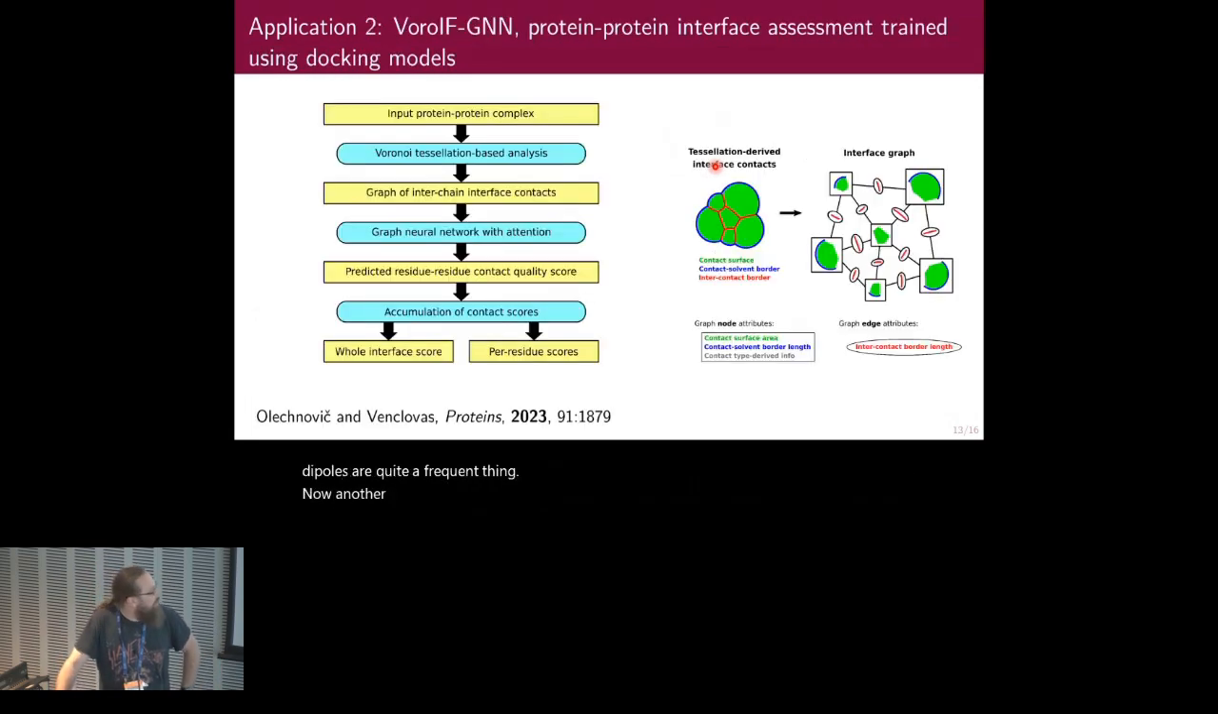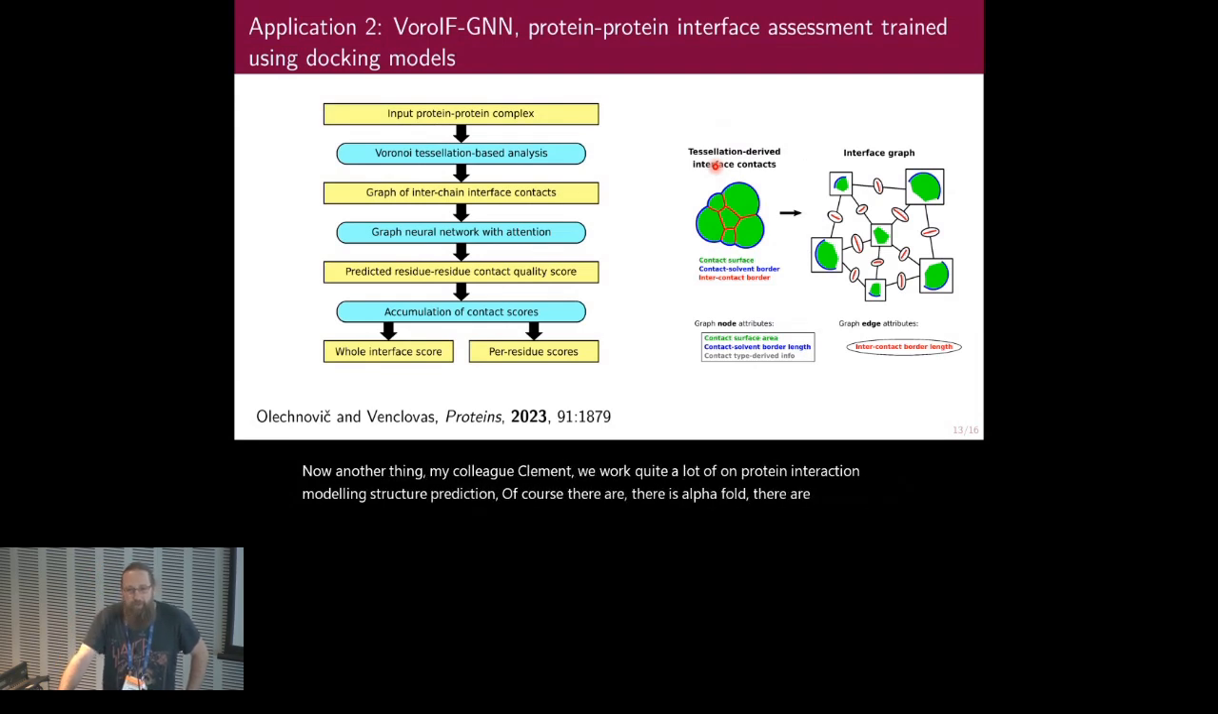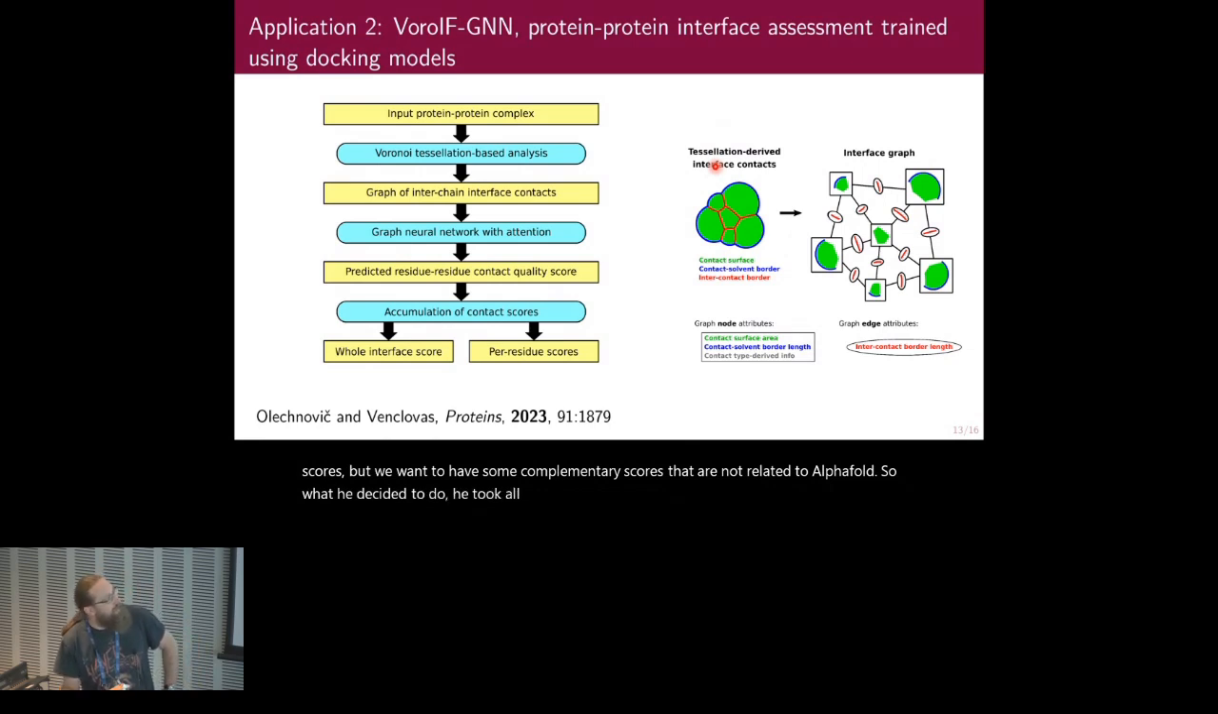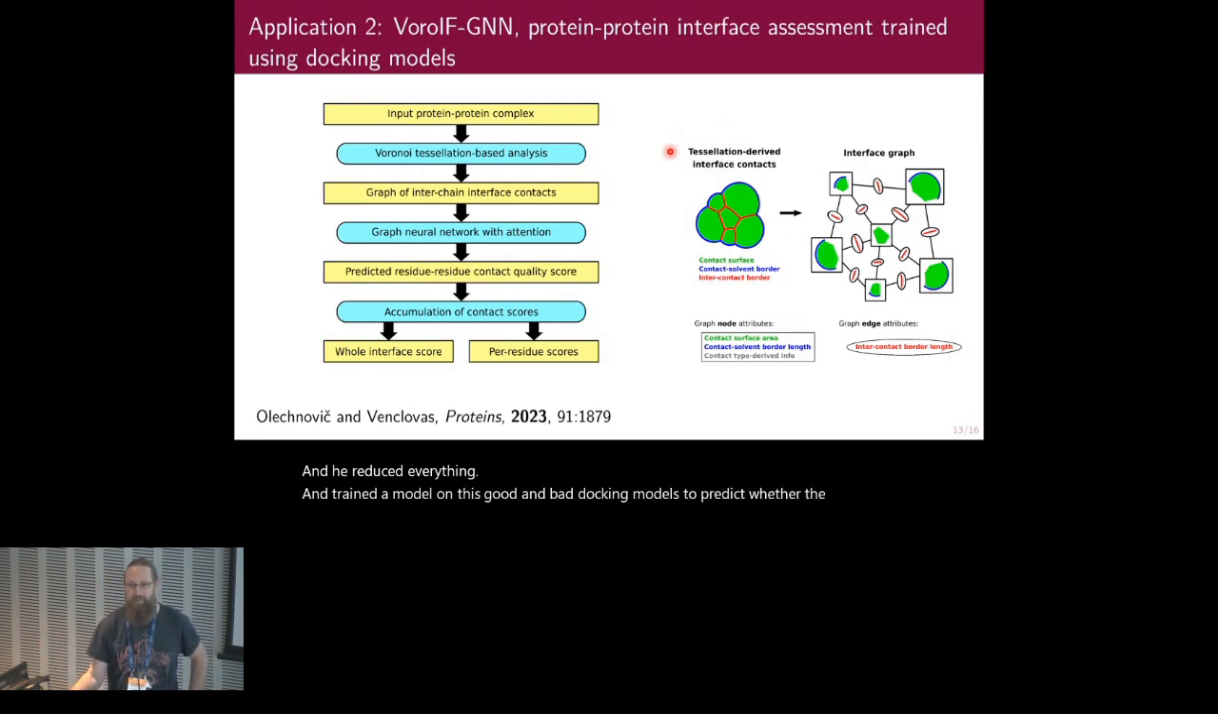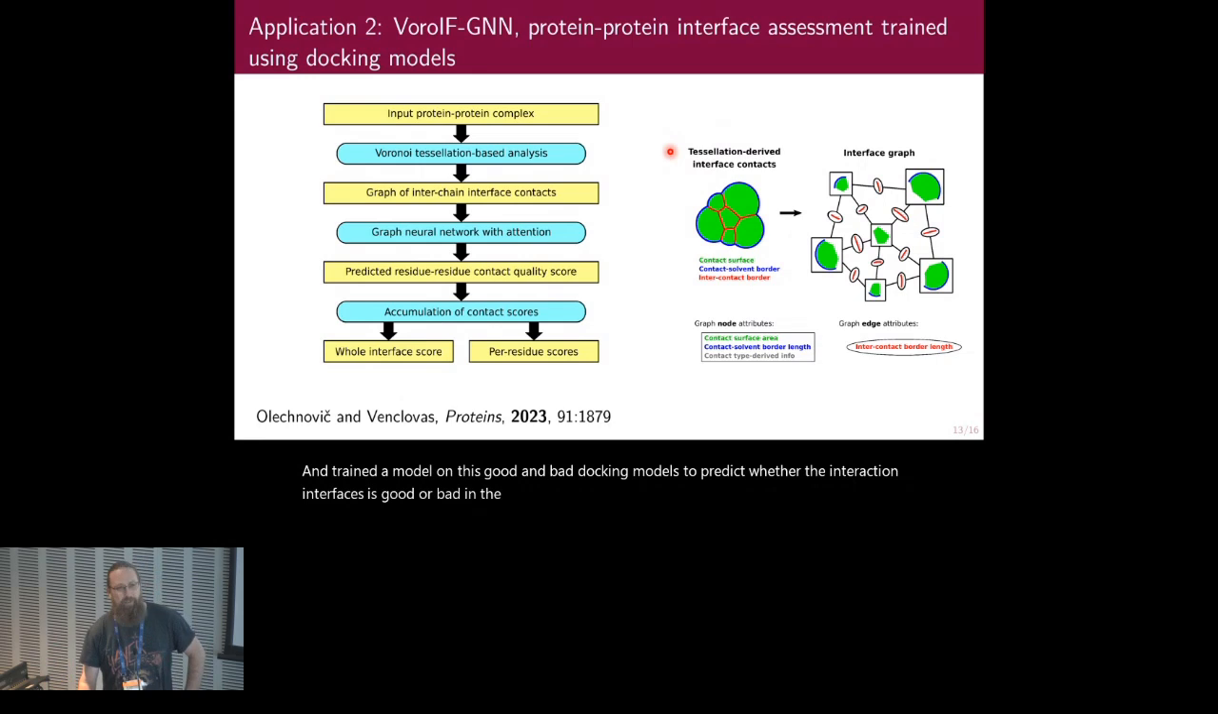Another example: my colleague Clement and I work quite a lot on protein interaction modeling and structure prediction. Of course, there are AlphaFold scores, but we want to have some complementary scores that are not related to AlphaFold. So he took a non-redundant set of heterodimers from the PPI3D, redocked everything, and trained a model on these good and bad docking models to predict whether the interaction interface is good or bad in the structure. It worked quite well in CASP.